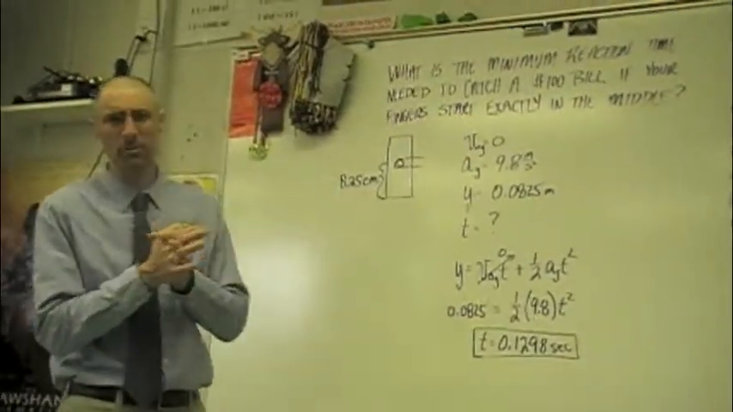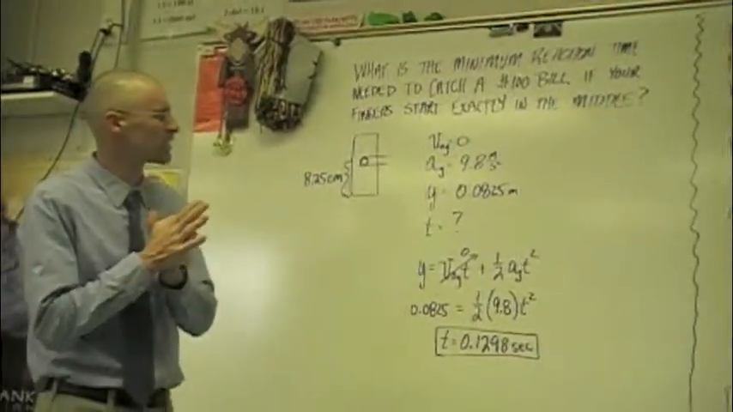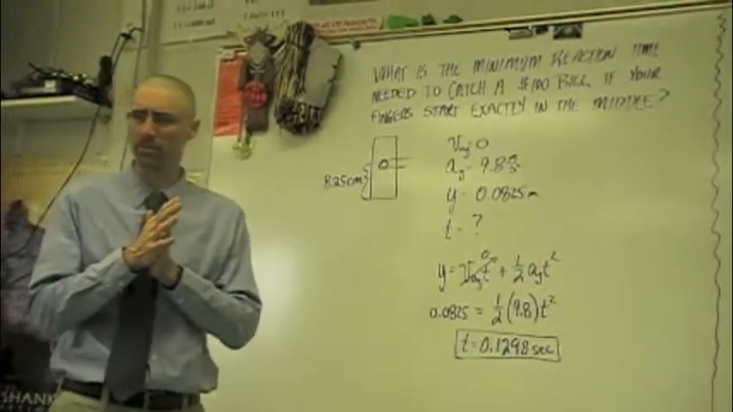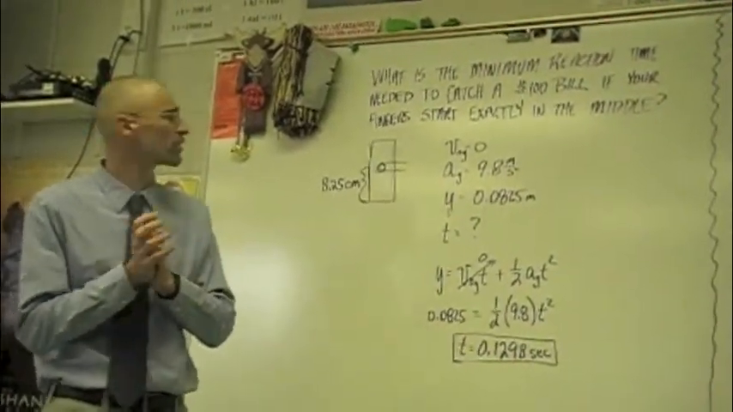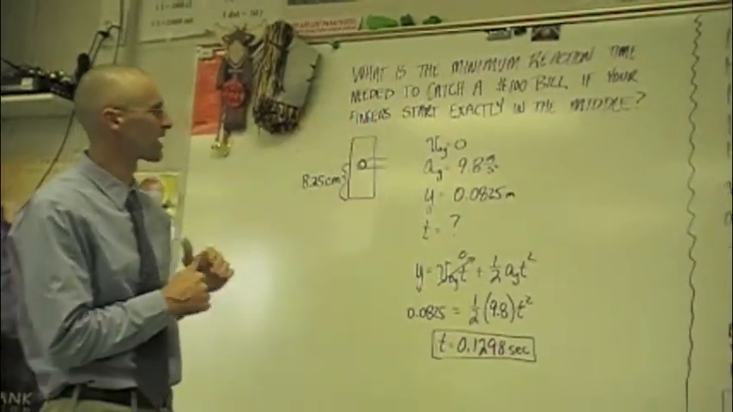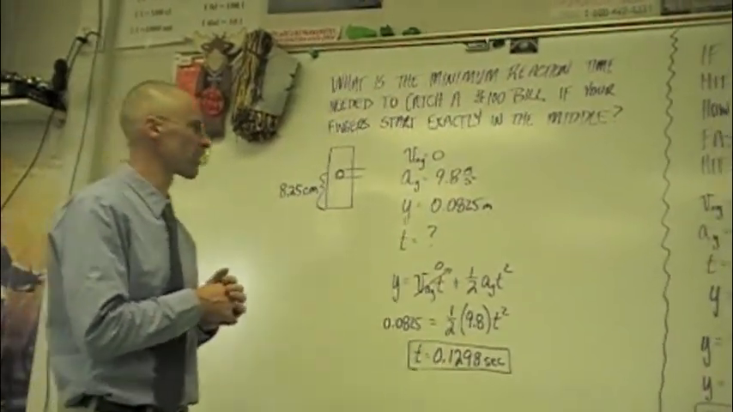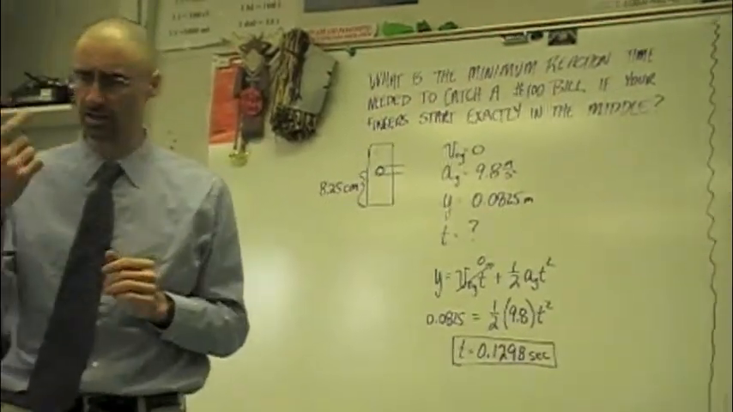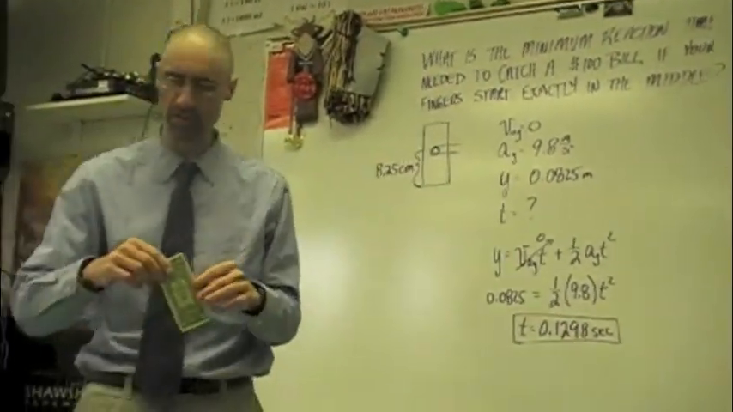This is kind of a classic problem, and I think there have been several bets and several different pieces of money exchanged over the years because of this. It says, what is the minimum reaction time needed to catch a $100 bill if your fingers start exactly in the middle? So let's get a volunteer to come up here really quickly.